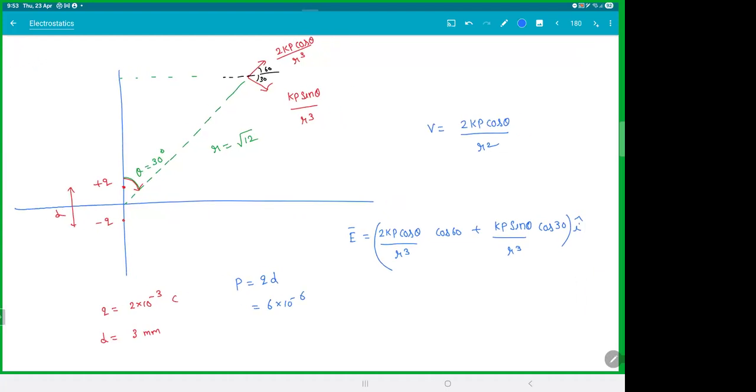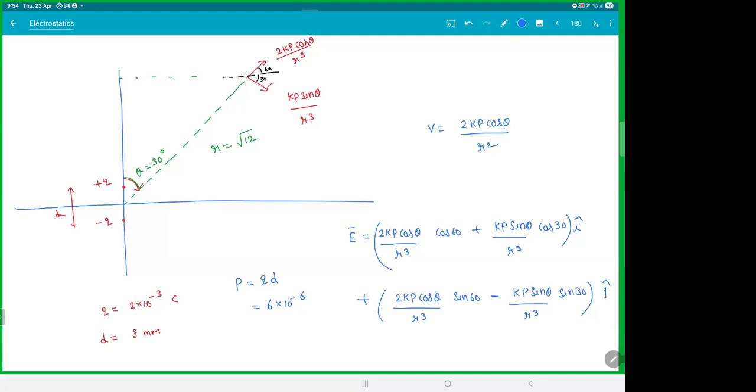So you can resolve these things into I cap and j cap, and plus 2 kp cos theta by r cube sin 60, kp sin theta by r cube sin 30 j cap. So that's your field in terms of I and j. Remember, field is a vector quantity, so you have to give it in vector form. All clear with this? Easy, straightforward. So once you know the formulas, it is just a matter of substituting.